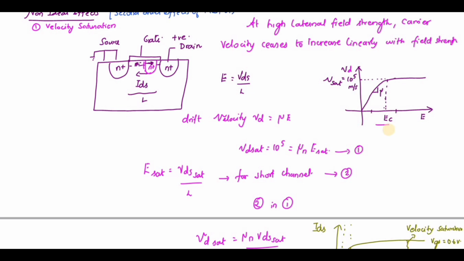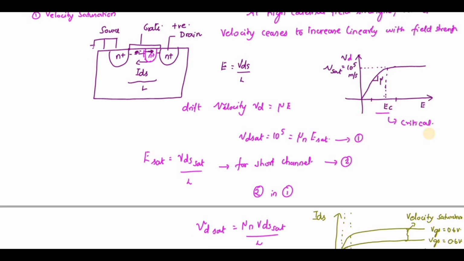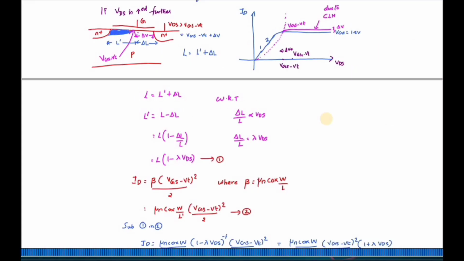So EC means it is critical. C represents critical. You have to apply a very small supply voltage, since we are shrinking the length of the MOSFET. We have to apply a smaller supply voltage compared to the long channel case.